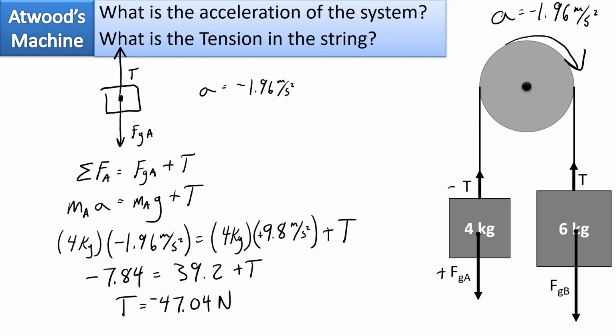So it's up to how you make your net force equation. But at this point, we're done. We know what the tension is, and the tension is the same in both blocks. You could verify that by doing the same process for the 6 kilogram block, and you would get the same answer, 47.04 newtons.